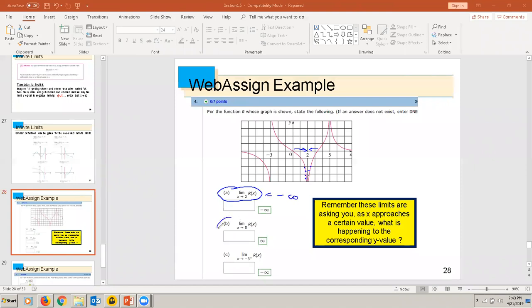Let's go to part B. It says, what's the limit as x approaches 5 for this function? All right, so let me go ahead and approach x equals 5. You might notice what happens. As x approaches 5, well, the graph is heading uphill. I'll draw some red dots on the graph. You can see the y value is getting larger and larger. And you can see the y value is heading to positive infinity.